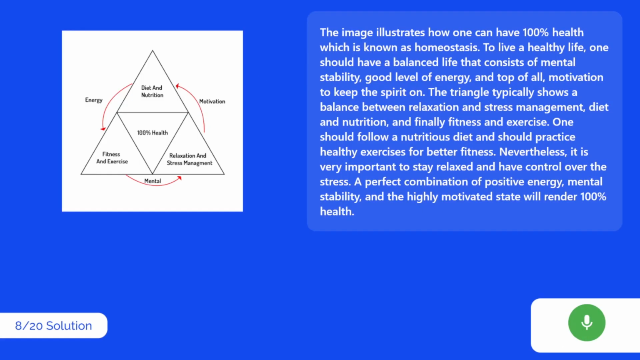The image illustrates how one can have 100% health, which is known as homeostasis. To live a healthy life, one should have a balanced life that consists of mental stability, good level of energy, and top of all, motivation to keep the spirit on.